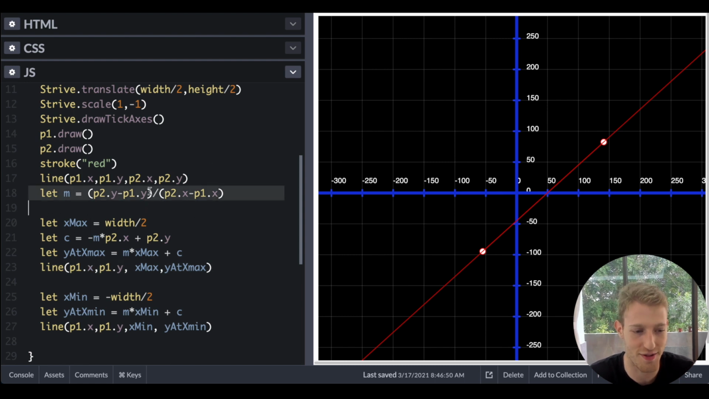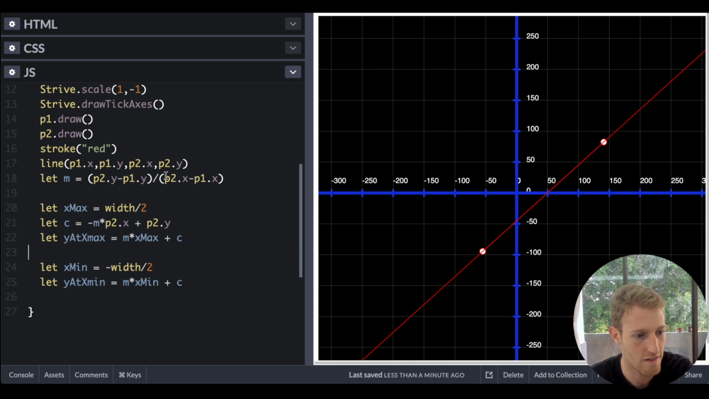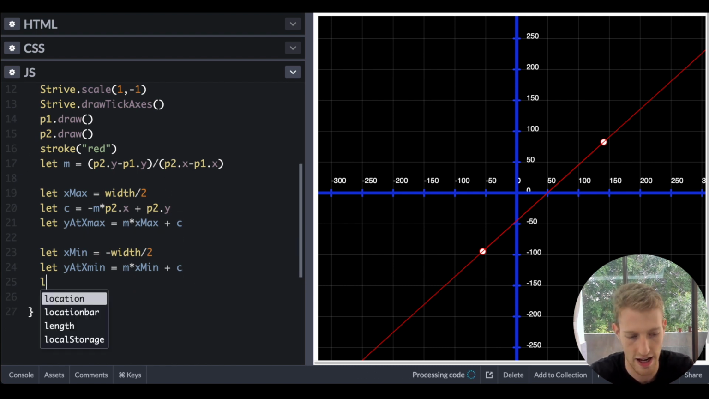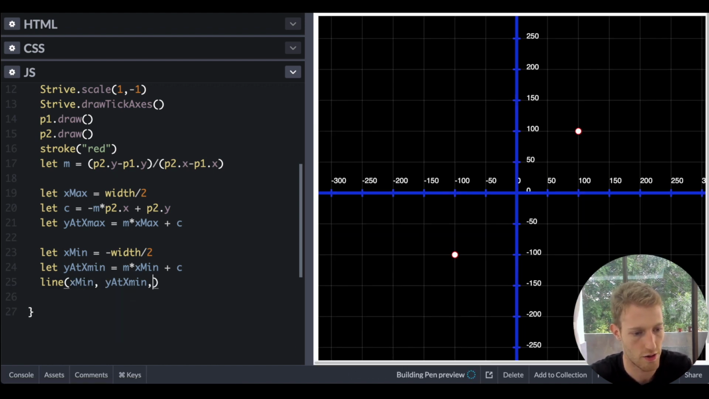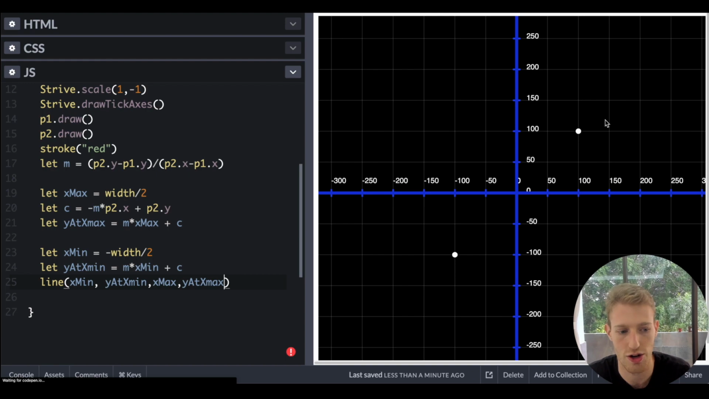We can get rid of some of these, right? So now we're drawing unnecessary amounts of lines. We can simply draw a line from x min, y min to x max, y max. So let's do that. Let's get rid of all of these lines. And we can simply say line from x min, y at x min to x max, y at x max. And this will then give us a full line going throughout our page.